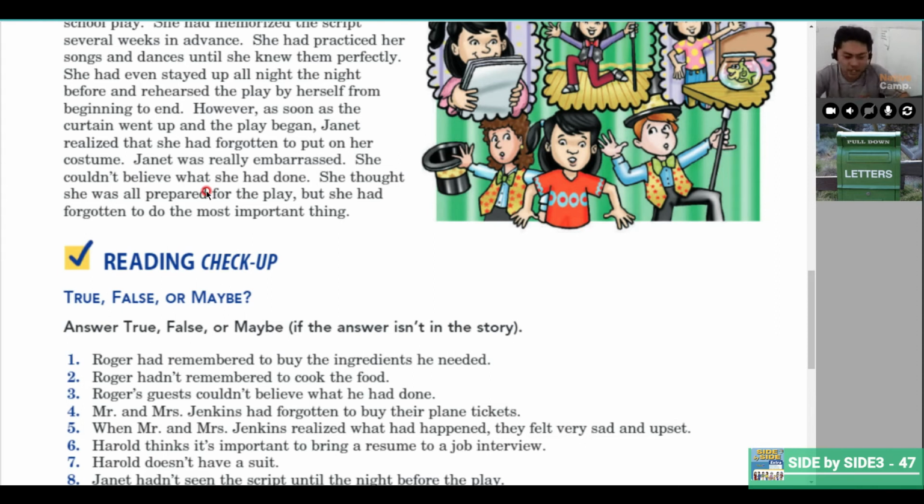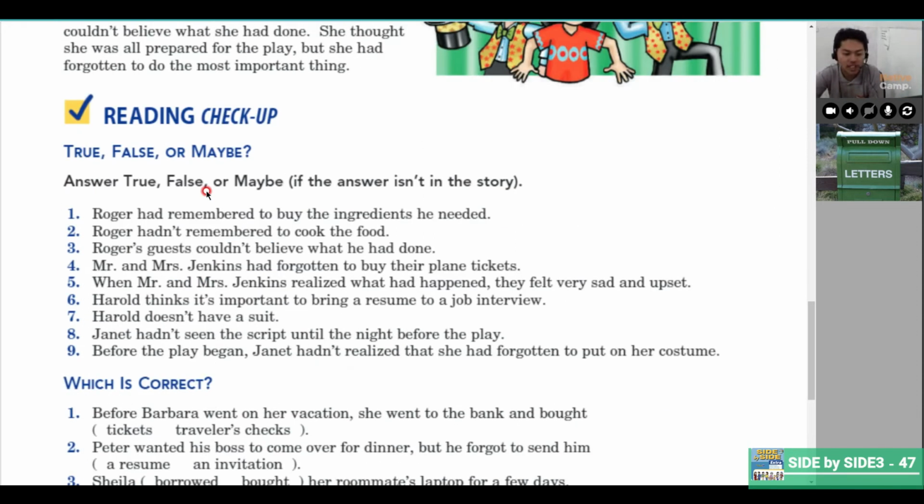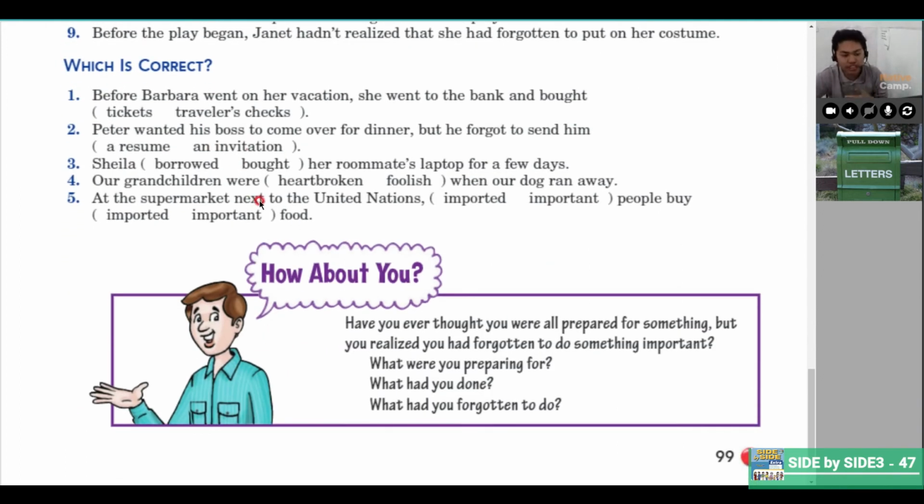Indeed, it's true. Okay, so the next activity we have is Which Is Correct. Please read the sentences and then choose the correct option from the parentheses. Okay, if you are ready, please start. Before Barbara went on her vacation, she went to the bank and bought tickets.